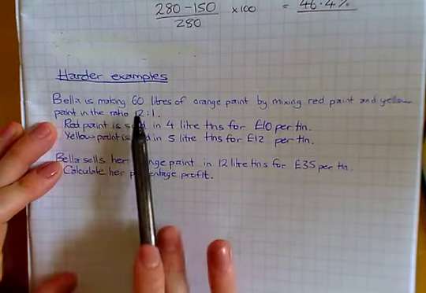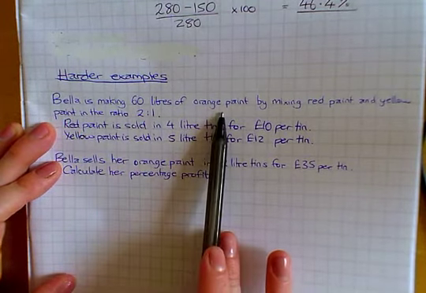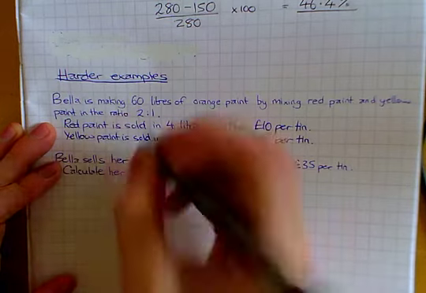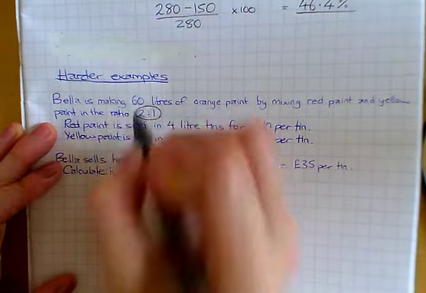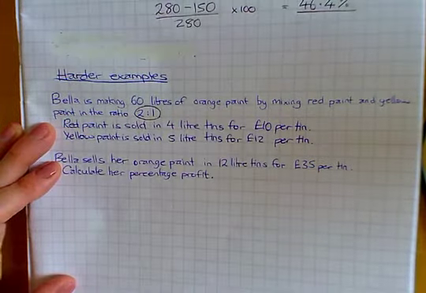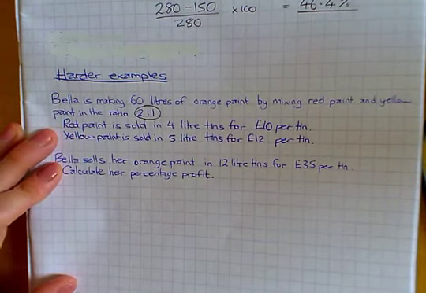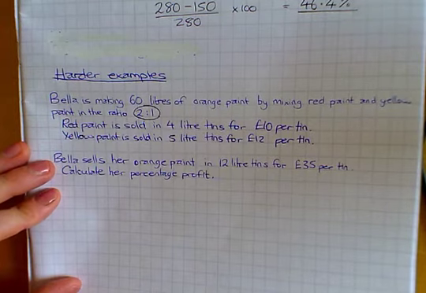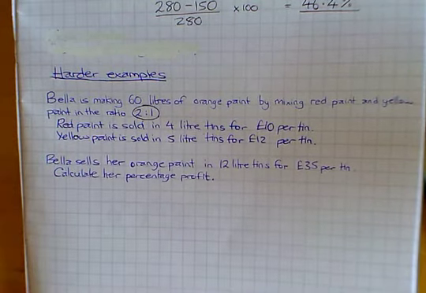We've got Bella is making 60 litres of orange paint by mixing red paint and yellow paint in the ratio 2:1. Red paint is sold in 4 litre tins for £10 a tin. Yellow paint is sold in 5 litre tins for £12 a tin. She then sells the paint that she makes in 12 litre tins for £35 per tin, and we need to calculate her percentage profit.